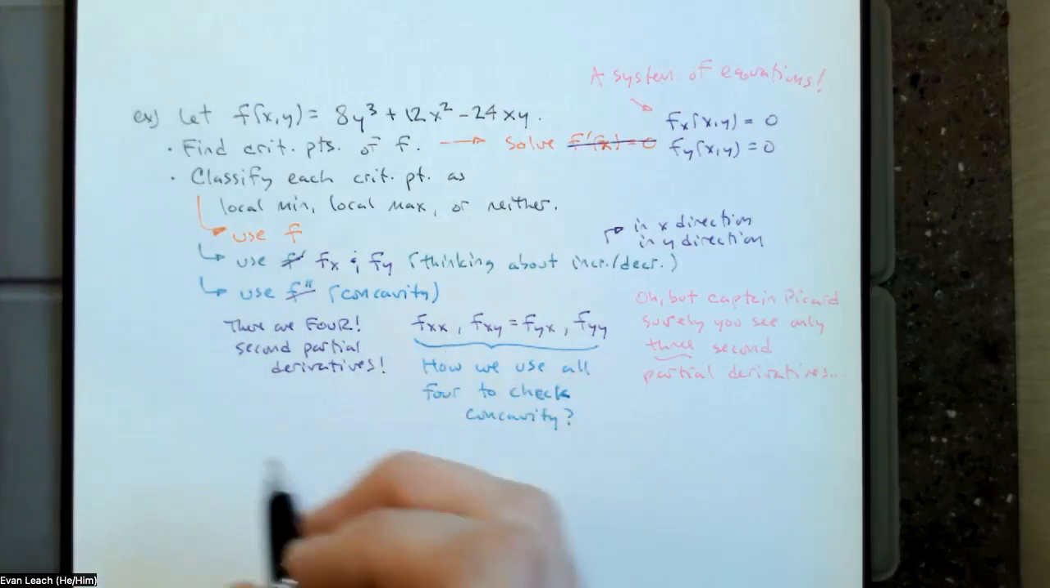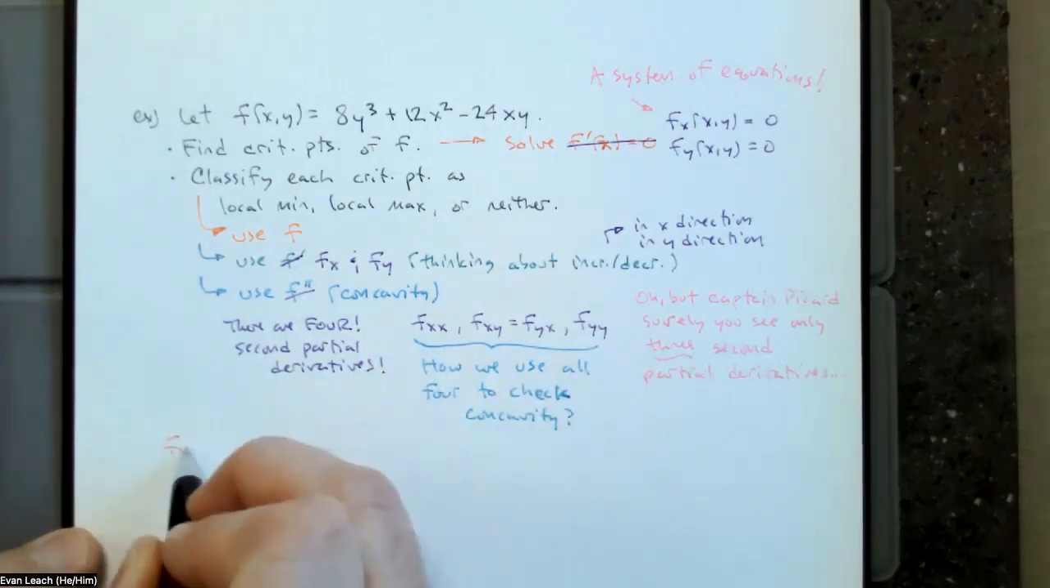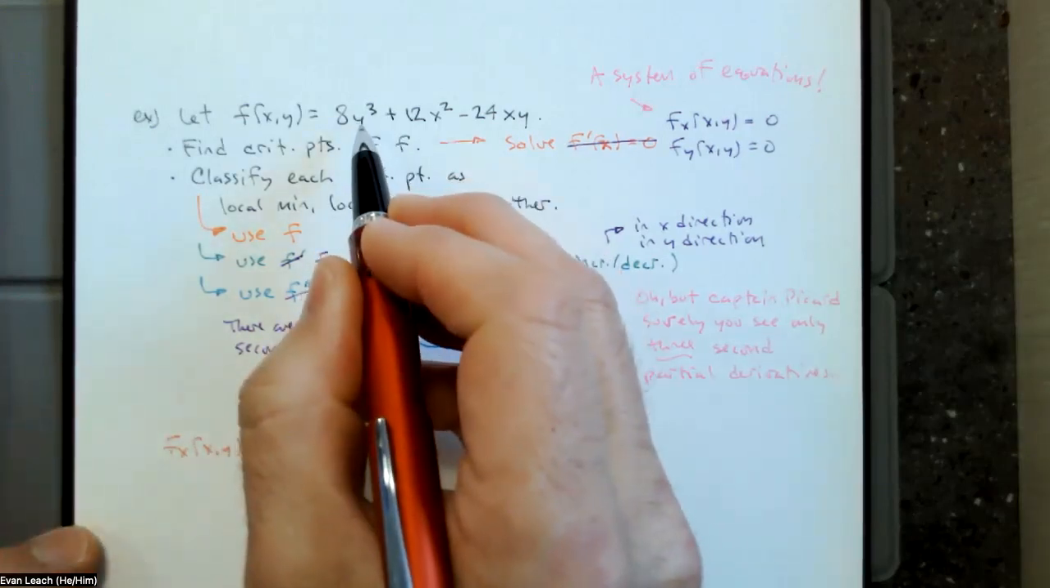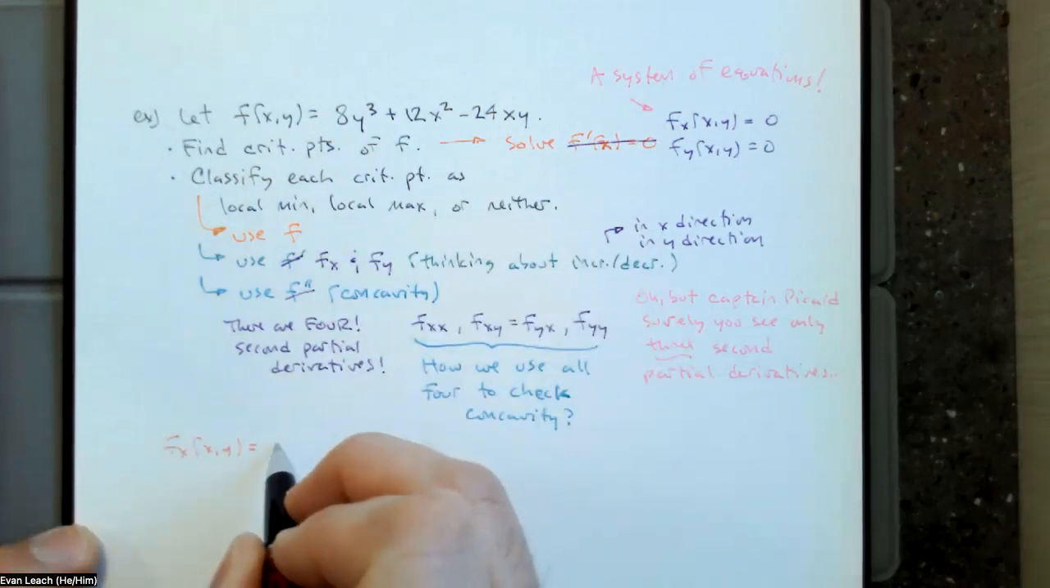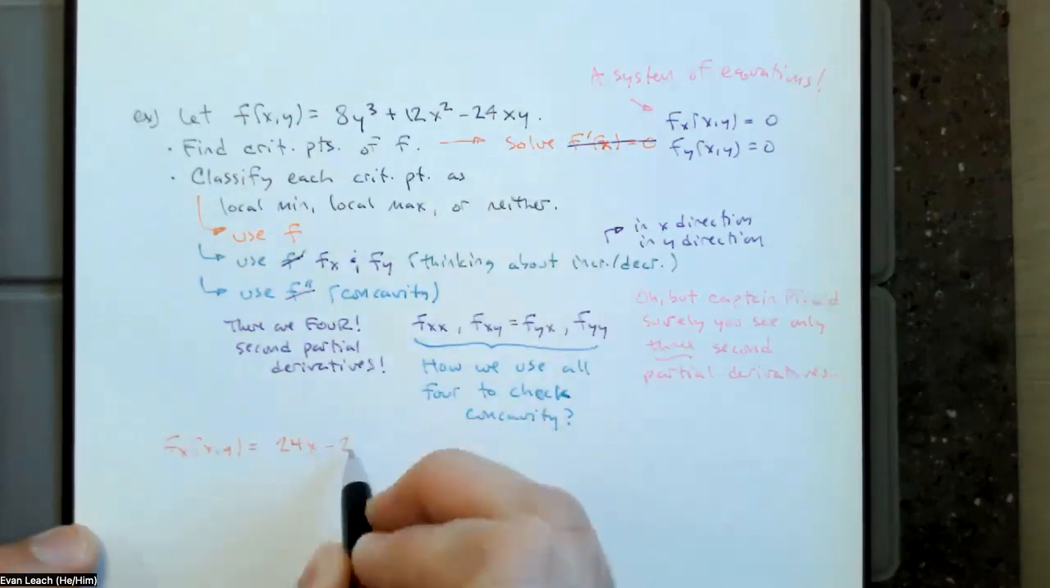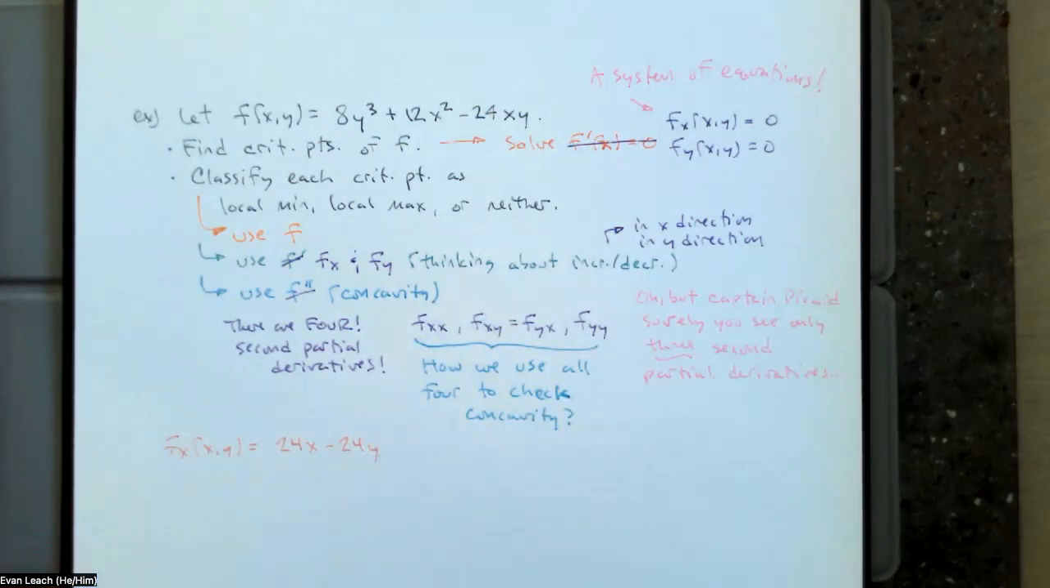I need first partial derivatives. fx(x,y) is going to be 24x minus 24y, since 8y cubed is a constant term with respect to x, and in the negative 24xy, that y is a constant factor with respect to x.